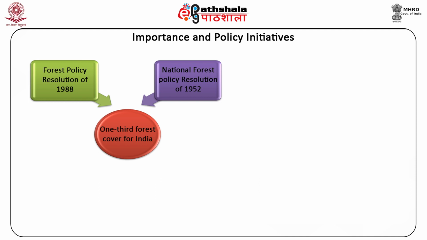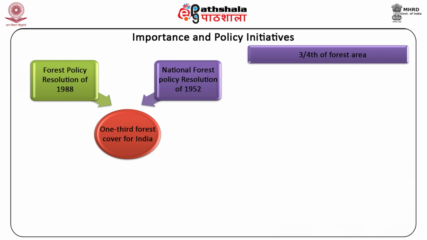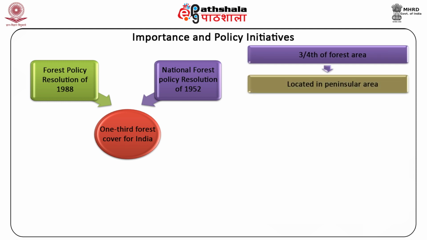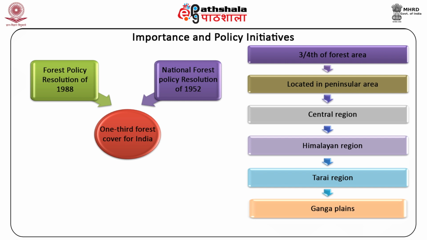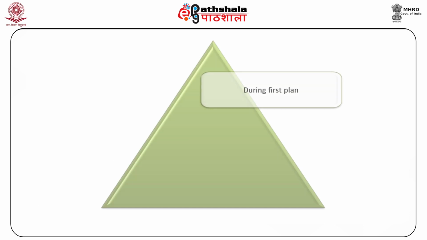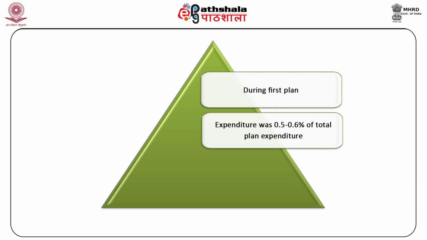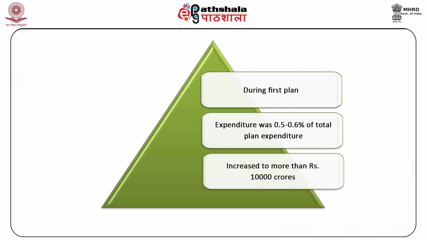In terms of distribution, three-fourths of the total forests are located in peninsular areas, followed by the central region of India, the Himalayan and Tarai Range, and the Ganga Plains. Almost 78% of forest is unregulated and is heavily grazed. During the first plan, expenditure on forest development was around 0.5 to 0.6% of total plan expenditure. This expenditure has increased to more than 10,000 crores.